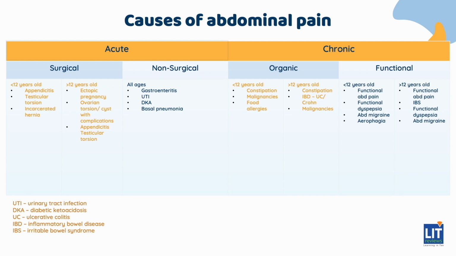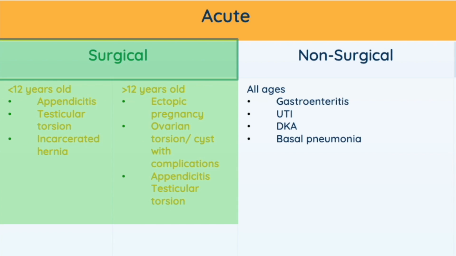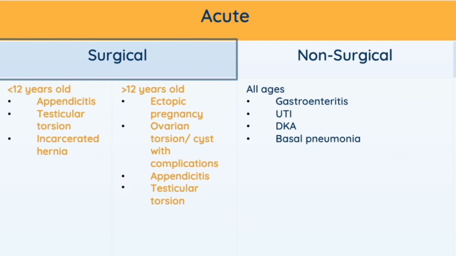These are the causes of abdominal pain. Here is an overview of the differentials for causes of abdominal pain. They can be divided into acute and chronic causes, and under acute causes, most importantly, you must rule out surgical causes because many of these are time critical. In all age groups, one must also rule out appendicitis in any child with severe abdominal pain. If missed, the appendix may perforate, leading to greater morbidity and even mortality.